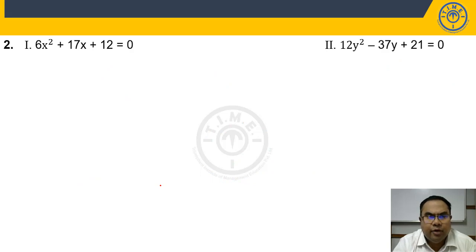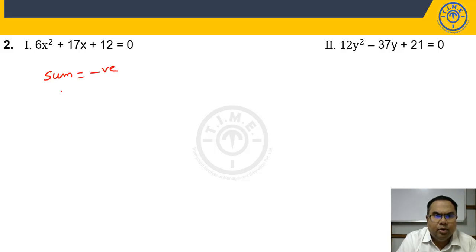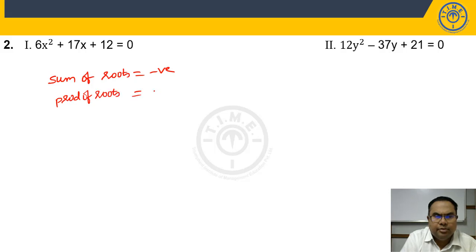Second, now before we solve this, if you observe this, what is the sum of roots here? Negative. What is the product of roots? Positive. Sum of roots is negative, minus b by a. So the sum of roots is negative and the product of roots is positive. So here both the roots are negative. Sum negative, product positive means both the roots are negative.